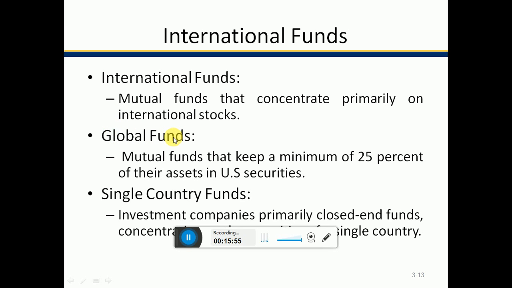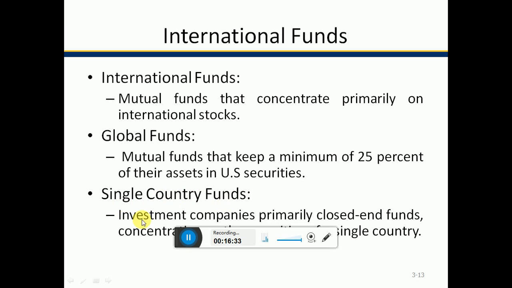In global funds, at least they will invest 25% of their assets in US securities. Means the minimum 25% investment, it is a must in US securities. Then your fund will be called global funds. So this is the difference between these two: one is international funds and one is global funds. In global funds, minimum 25% investment is a must in US securities. But in international funds, this 25% investment is not a must.